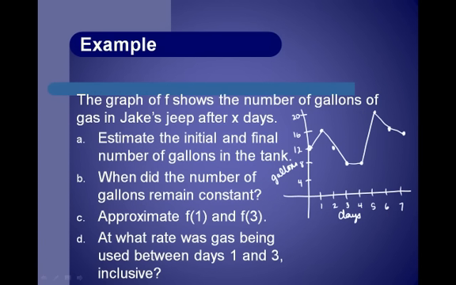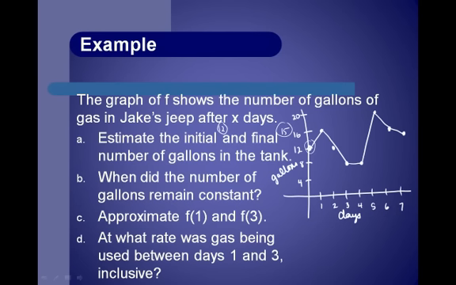Okay, for this example, we're going to read a graph. The graph of f shows the number of gallons of gas in Jake's Jeep after x days. Estimate the initial and final number of gallons in the tank. So the initial value is right here, so the initial value would be 12 gallons. The final number of gallons in the tank, so over here at the end of day 7, it looks like we are at, well, notice it's not exactly 16, so we'll estimate it to be 15 gallons.